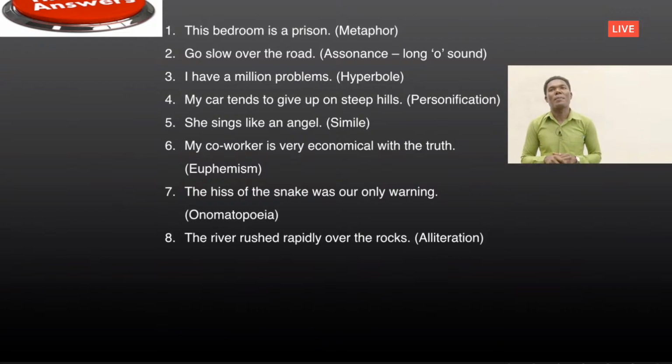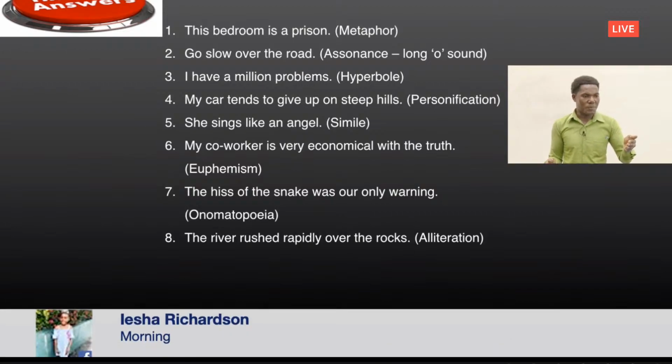I have a million problems. Hyperbole. Now, no one really gets a million problems. You may have 2 problems, 3 problems. But let's understand the context in which it is used. You want the person next to you.